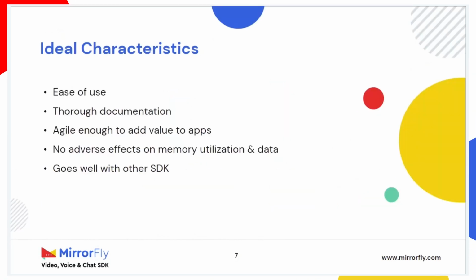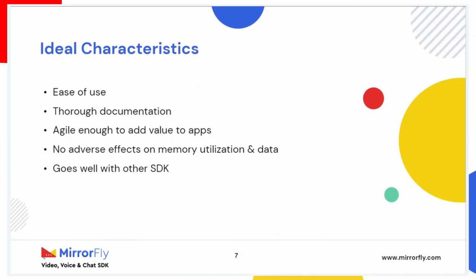So what are the ideal characteristics? An SDK should be easy to use. That is, a developer should not spend a lot of time just on understanding how the SDK works by going through the entire code. So the SDK should provide proper support with proper documentation and assistance to get started with. And the SDK should be agile enough to add value to the application.